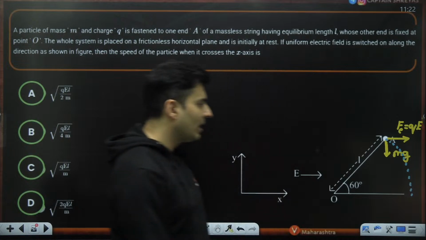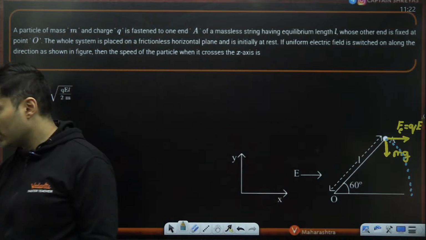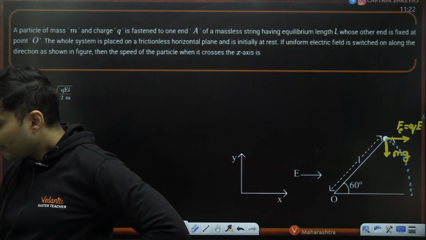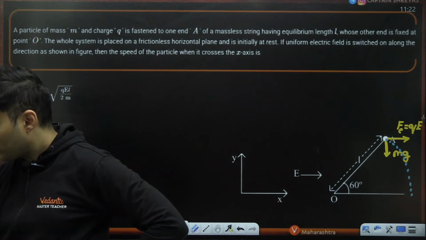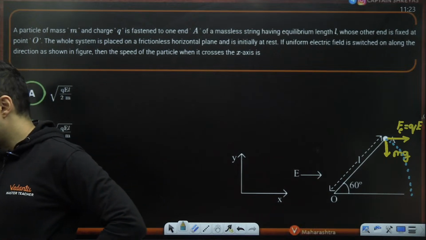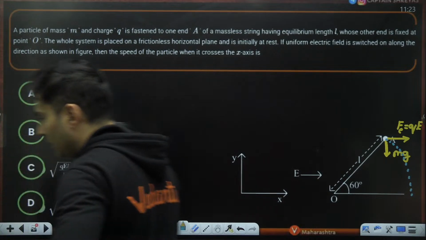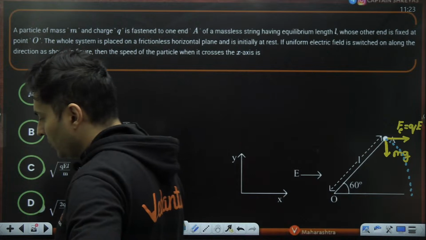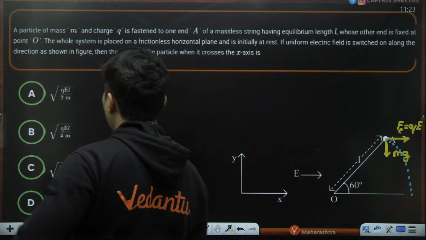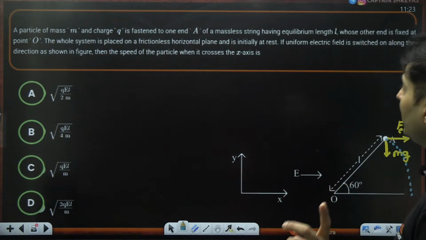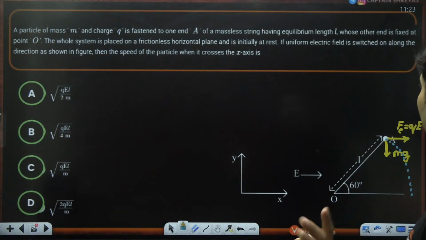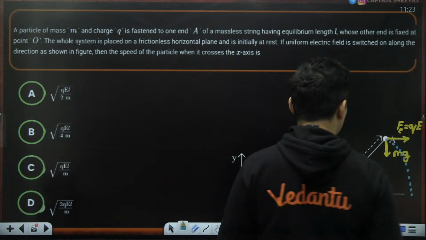It will go in a circular path. Won't it go in a circular path, my dear warriors? Everyone? Very good. That is what it will essentially do. But nowhere have they mentioned anything about gravity. Now, horizontal plane initially. Okay, let's see what to do about that.